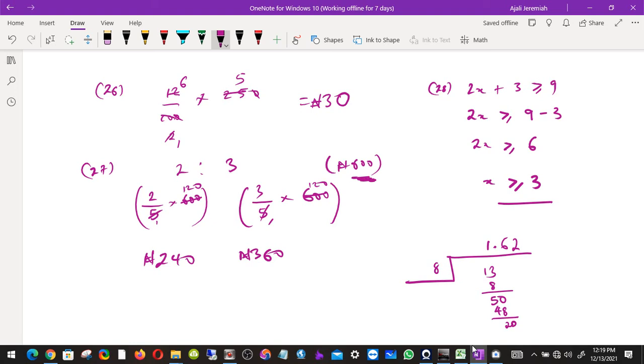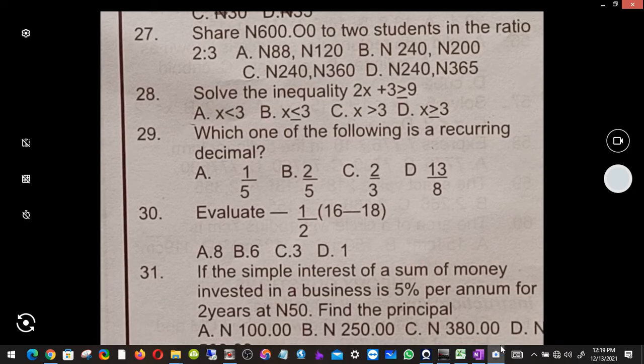This into this is what? 8 times 5 is 40. 40 minus 40, it cancels. So it stops there. So it's 1.625. Okay? So the only one that keeps recurring is option C.